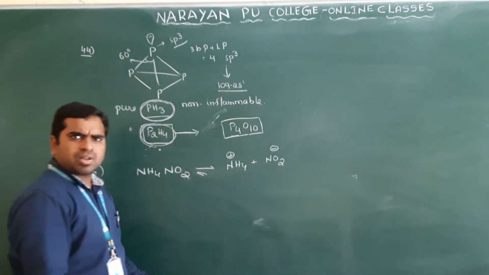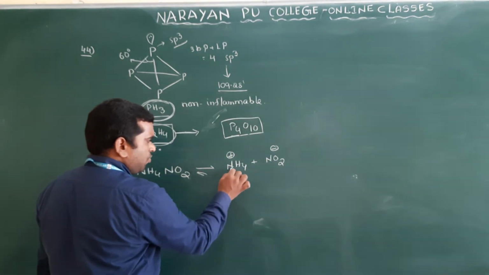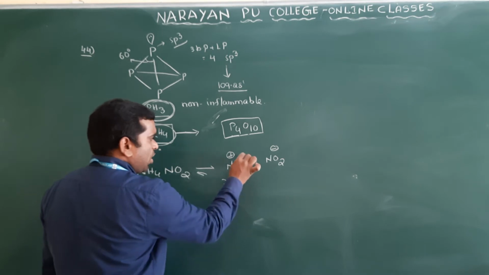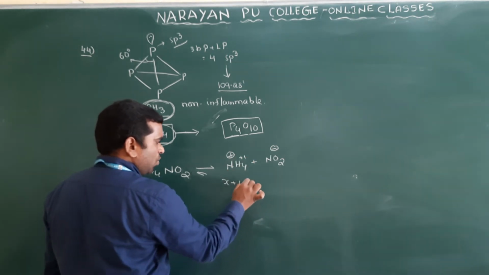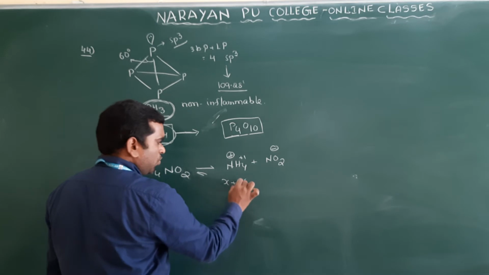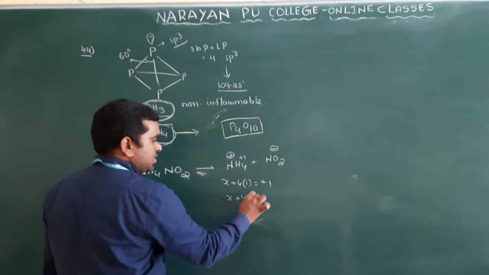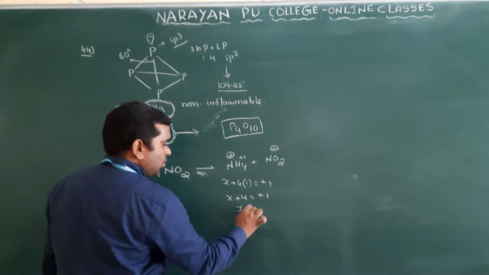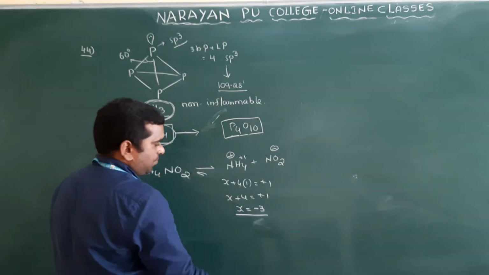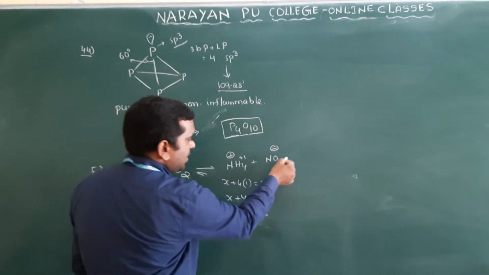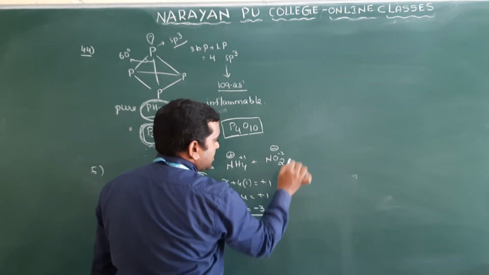See the oxidation number here. You don't know the oxidation number of nitrogen, let it be X, and the oxidation number of hydrogen is +1. So X plus 4 into 1 is equal to what? +1. So X plus 4 is equal to +1. X is equal to what? -3. Clear?